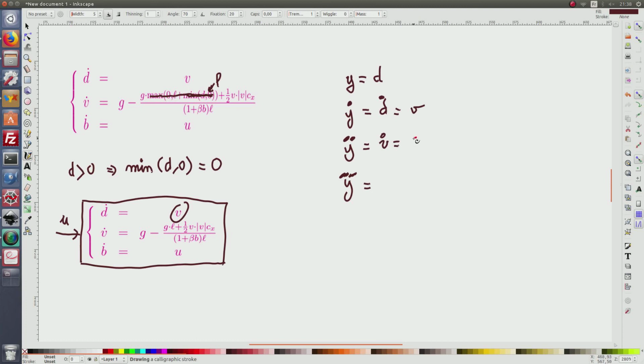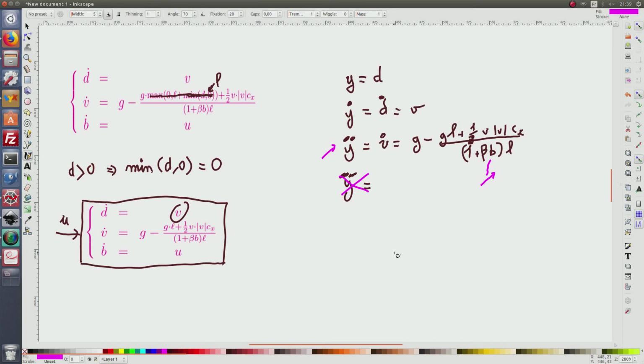And the last one, y double dot, corresponds to V dot, which is equal to g minus gL plus 1/2 V squared Cx divided by 1 plus beta B, times L. Okay. And I do not need to compute this quantity. Why? Because in this particular case, we can see that there is some monotonicity of y double dot with respect to B. So if I increase B, then y double dot will increase. So I don't need this quantity, and this will help me to simplify the reasoning.